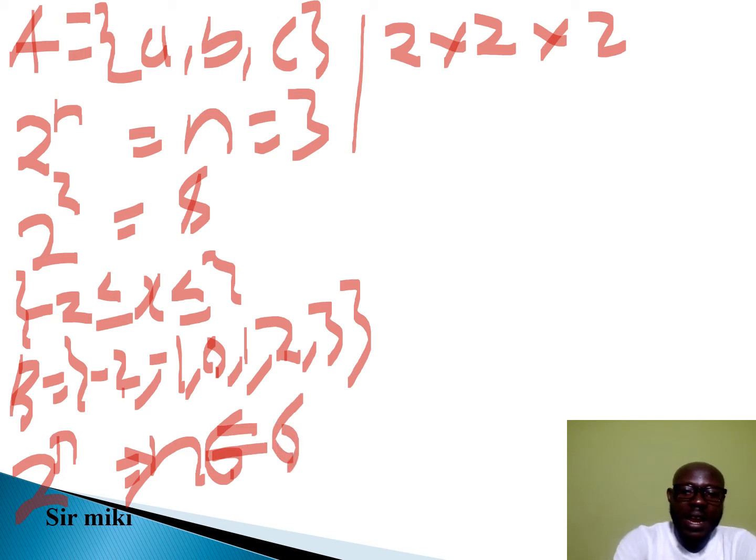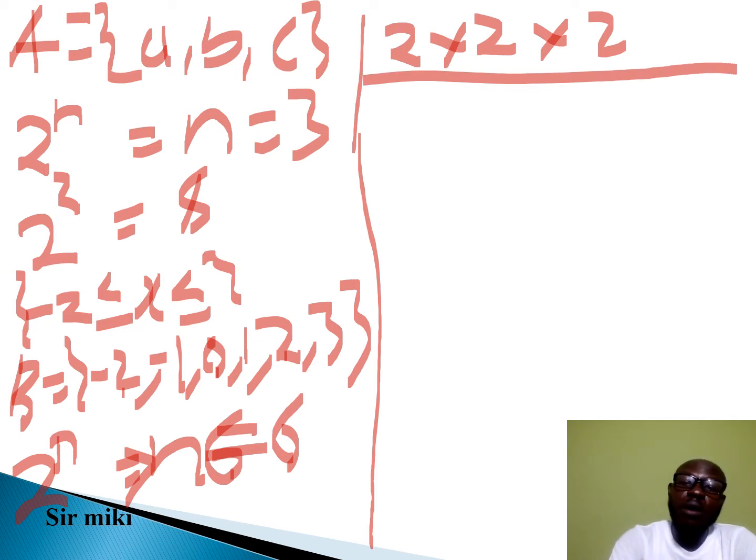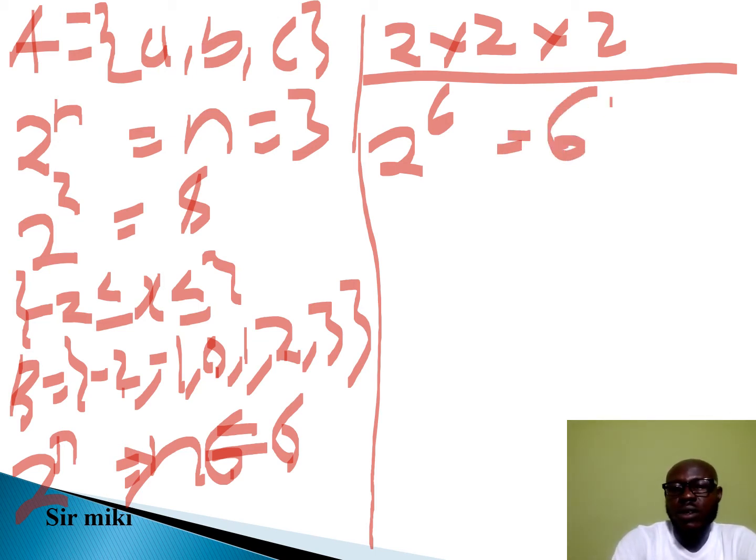Hence, the number of subsets of set B will be denoted by 2 raised to the power 6. And 2 raised to the power 6 will give us 64.